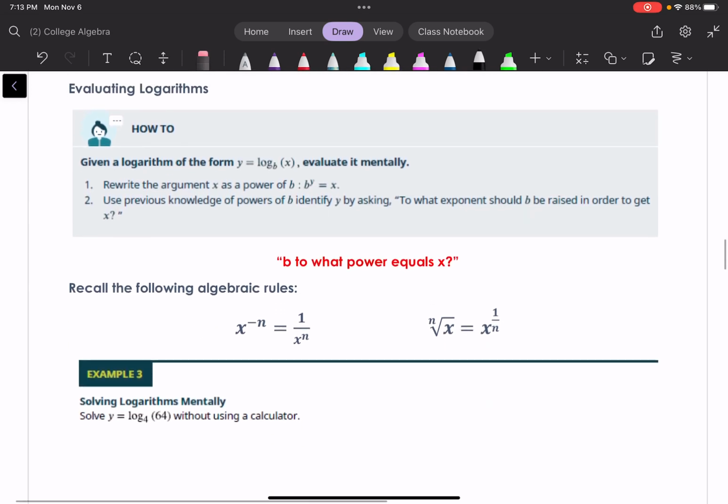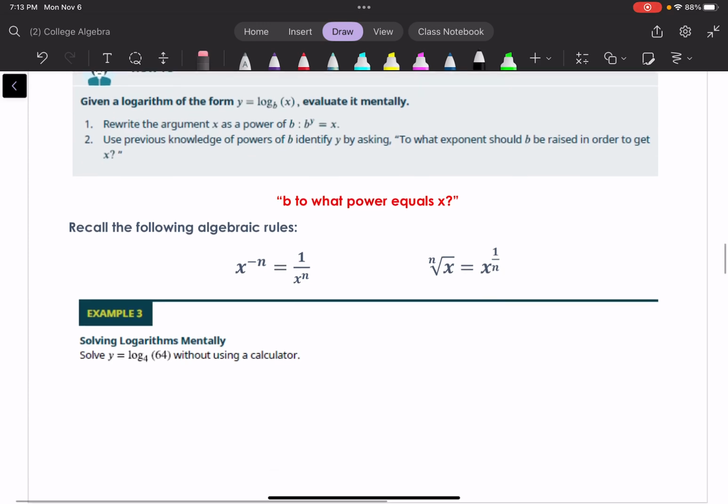All right, so evaluating a logarithm, we use a similar kind of idea of asking ourselves the question, b to what power equals x? And that's how we do this mentally. So recall the following algebraic rules. Remember that if you have a negative exponent, it can move from the denominator to the numerator or the numerator to the denominator and become a positive exponent.